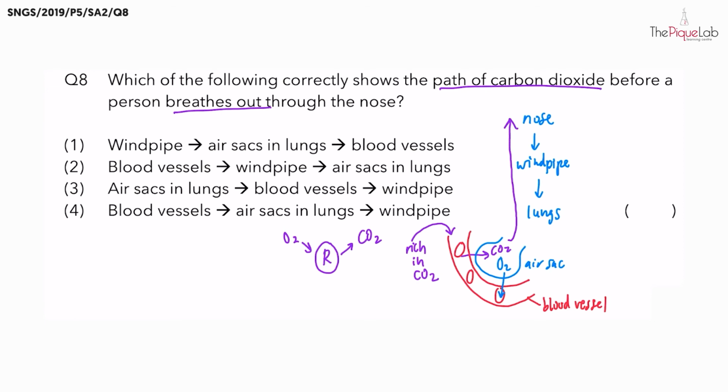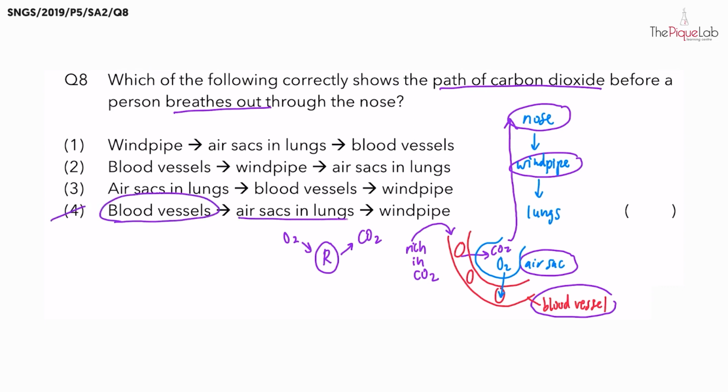So which option correctly shows the path of carbon dioxide that we just discussed? Carbon dioxide moves out of the blood vessel, into the air sac of the lungs, passes through the windpipe before it is breathed out through the nose. So the option that matches this path is option number 4. CO2 from the blood vessels, moving up into the air sac of the lungs before passing through the windpipe and is breathed out through the nose, giving us the answer as number 4.